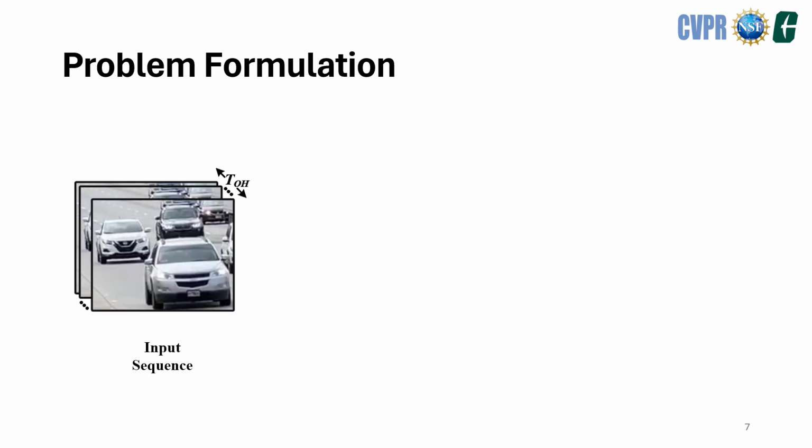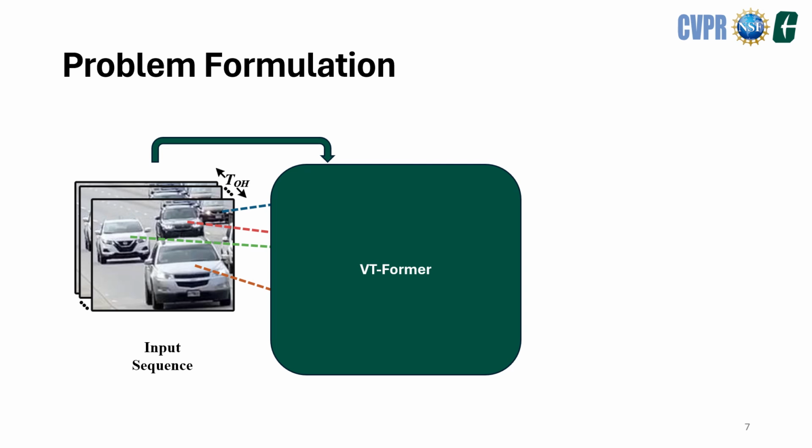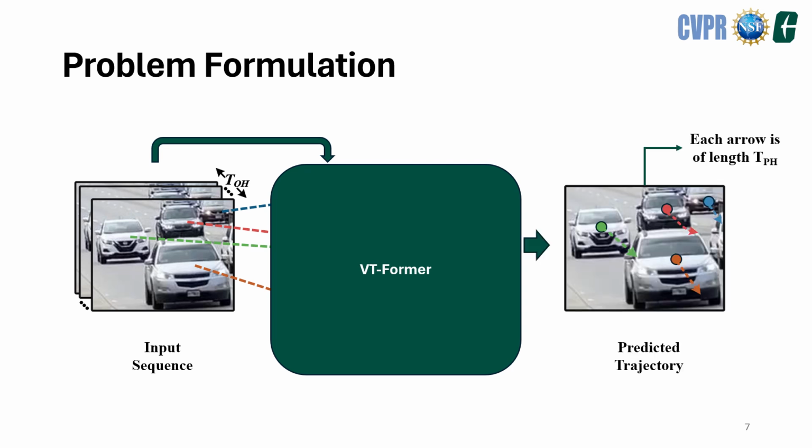Let's dive into the problem we're tackling today. So first up, we get a bunch of frames. We are looking at them in chunks that we call a window size of TOH. Now we are particularly focusing on trajectories, which is basically tracking the center of the vehicle over time. Next up, these trajectories go through VT Former, which processes the data both spatially and temporally and predicts the future trajectory of the vehicles for the next TPH time steps.